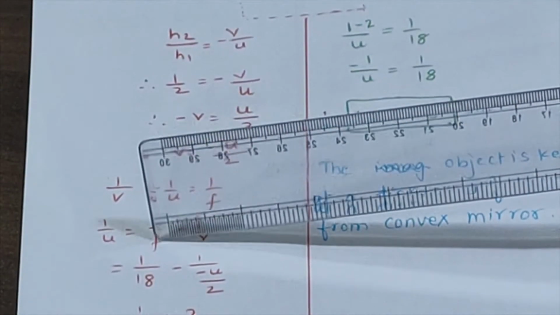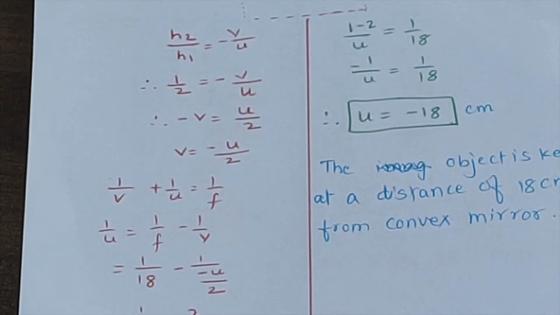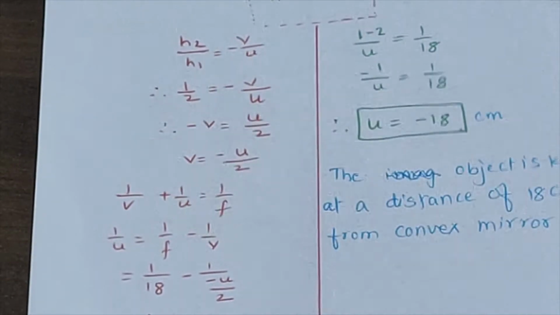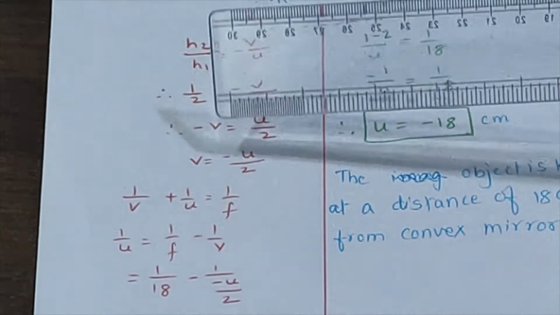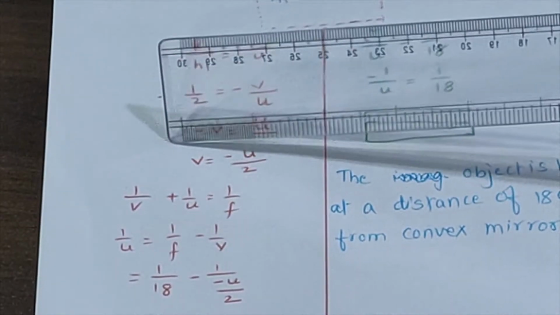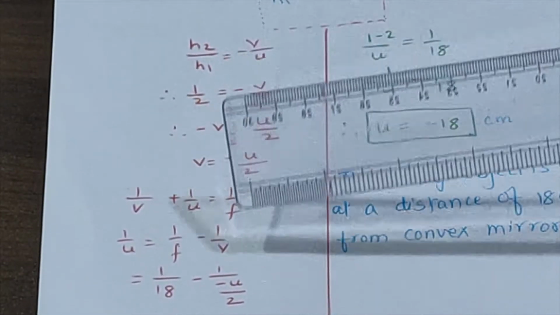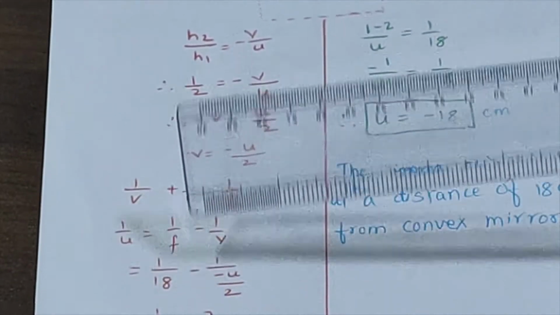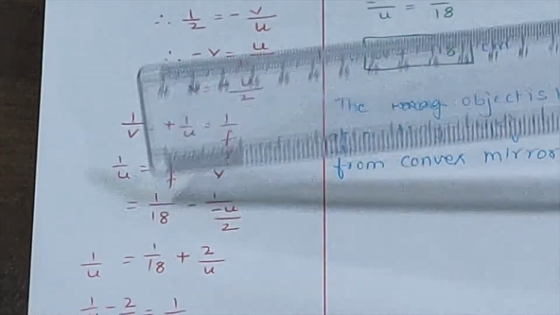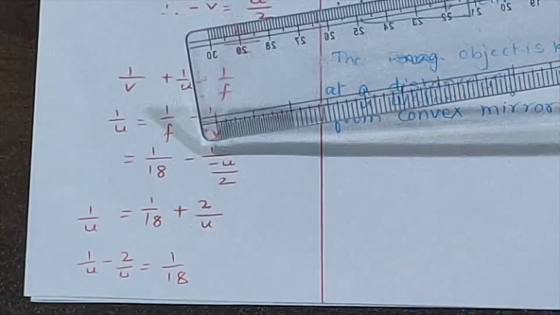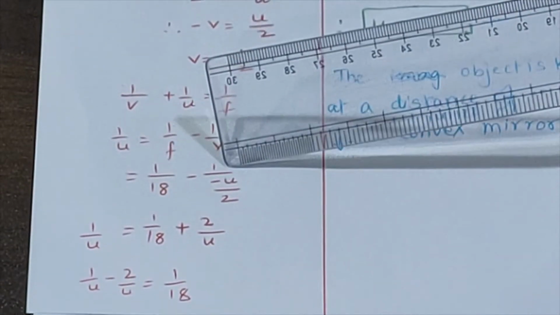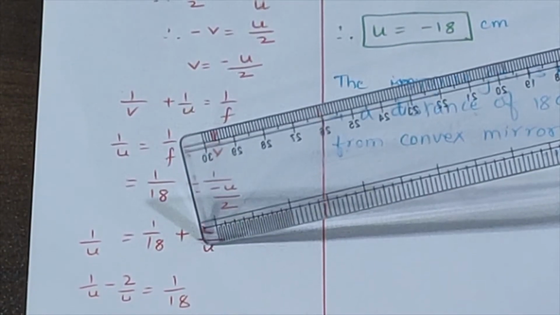So let's substitute the values. F is given as 18, so I'm substituting f as 18, minus of 1 upon v. V is not there here, but v is here, that is minus u upon 2, which I substitute here, minus u upon 2. So if I solve it further, I get 1 upon u is equal to 1 upon 18. Now this minus into minus has become plus, so plus, and this 2 will go up in the numerator, so it has become 2 upon u.